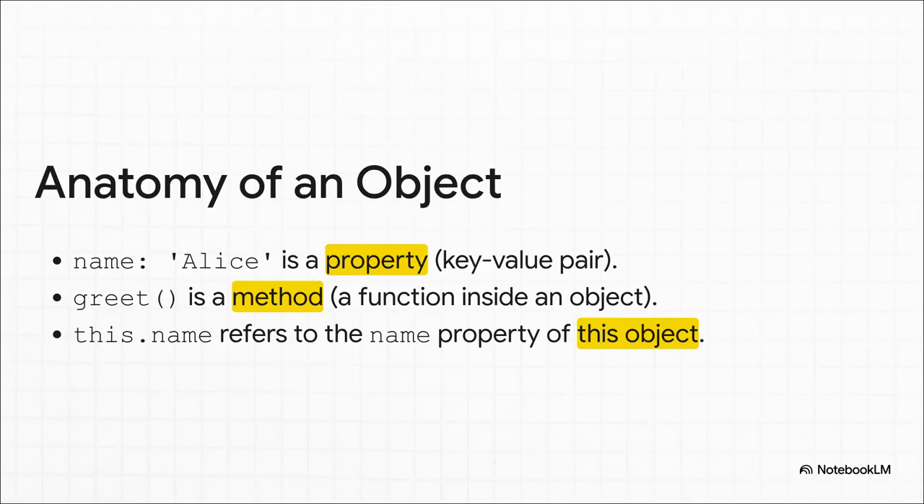So let's break this down. First up, you've got your properties. These are just simple key-value pairs, like name and its value. Then you have methods, which are just functions that live inside the object. They're actions the object can perform. But what's the glue that holds it all together? It's the this keyword. You see, when our greet method says this.name, it knows to look for the name property on this specific object. It's basically how an object can talk about itself.